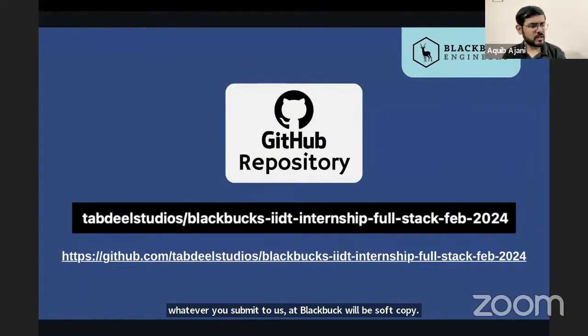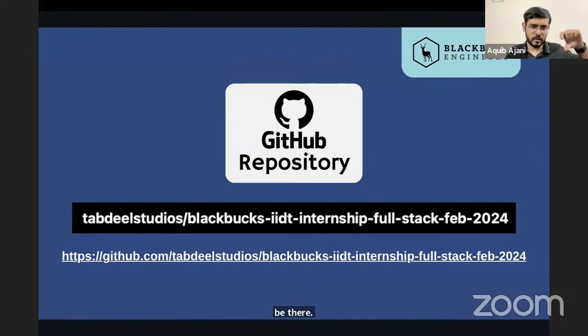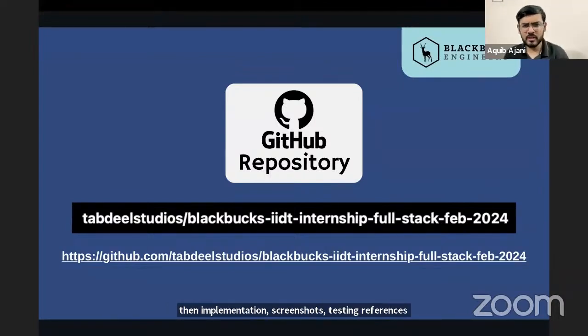Table of contents should be similar, Ganeshwari. It need not be word to word the same, but the major sections should be there. So introduction, then system features, then design, then implementation, screenshots, testing, references. That structure should be followed. You can change the content inside it, but the basic structure should definitely be followed.